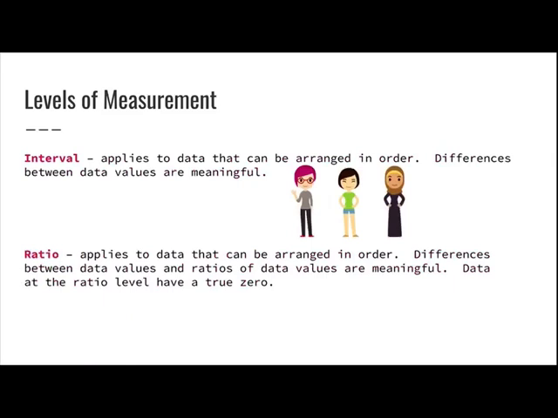Next, we have interval. Interval applies to data that can be arranged in order as well, and differences between data values are meaningful. So, years these women started teaching. Ratio applies to data that can be arranged in order, and differences between data values and ratios of data values are meaningful. Data at the ratio level has to have a true 0. So, ages of the teachers.